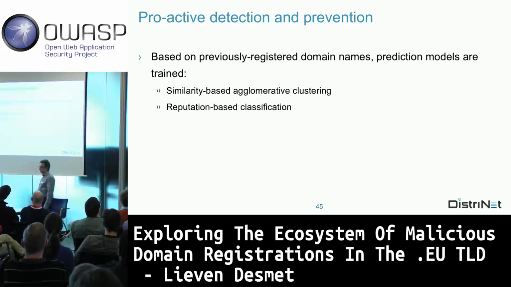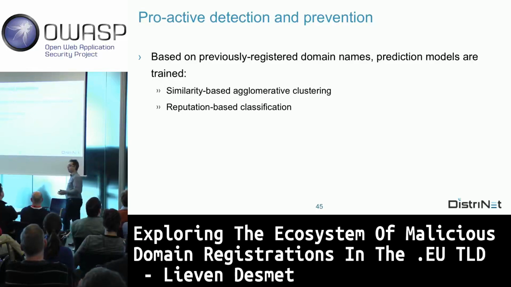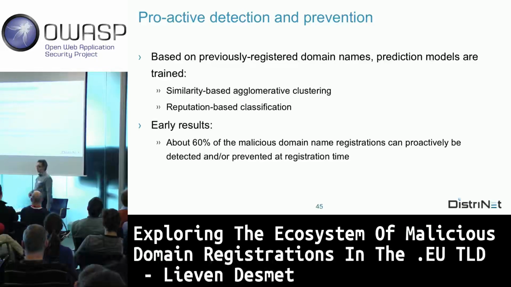So what we did is, we again used machine learning tools. We used agglomerative clustering based on the similarity, similar to what we did in the previous exercise. We also used classification based on the reputation of a phone number, email address, registrar, and so on. And we're combining this in a kind of prediction service.